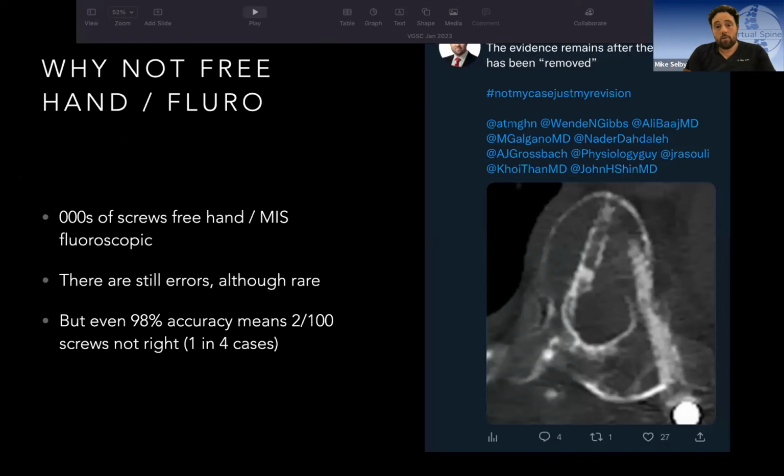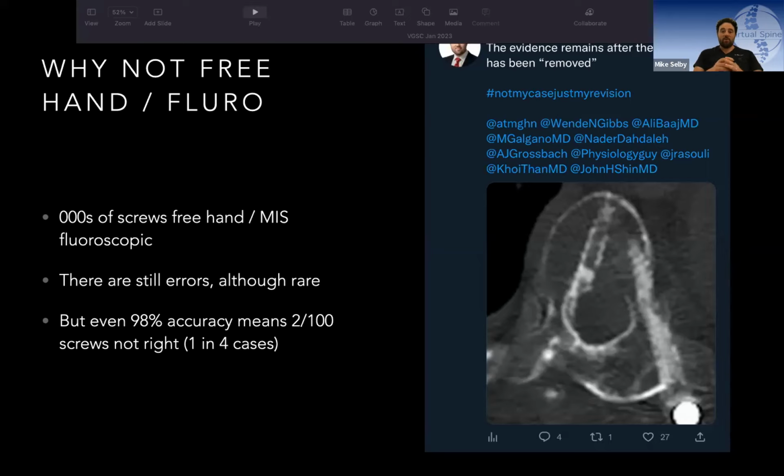But the question then comes, well, why not freehand or fluoro? I suppose I've done thousands of screws freehand or MIS fluoroscopic, and we published an MIS fluoroscopic case series with high accuracy, about 98%. But we still see errors. They're rare, but they occur. My little Twitter post on the side of your screen there shows one of my colleagues has removed some screws. One of them was pretty clearly breaching the canal. You can still see where the tract was. Fortunately, this was cord level and the patient got away with it. But that screw was wholly within the spinal canal at some time.